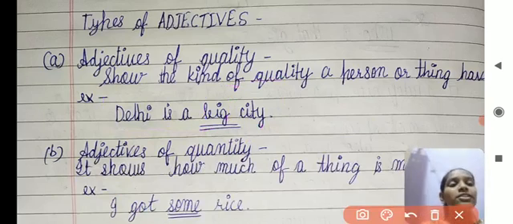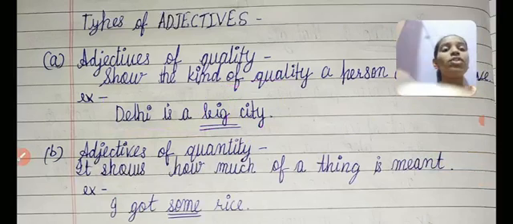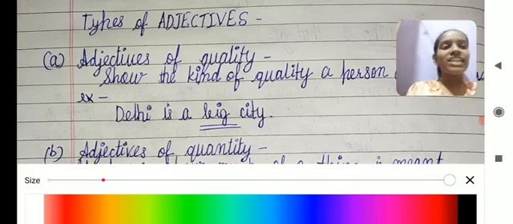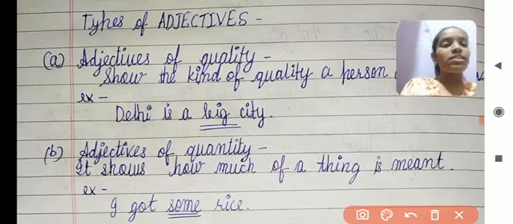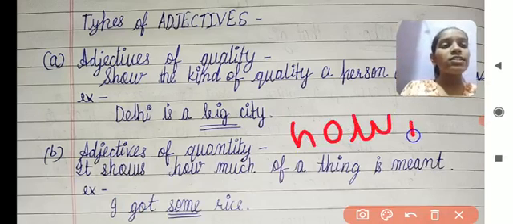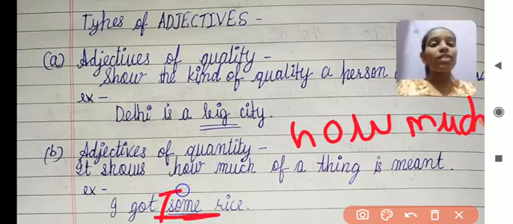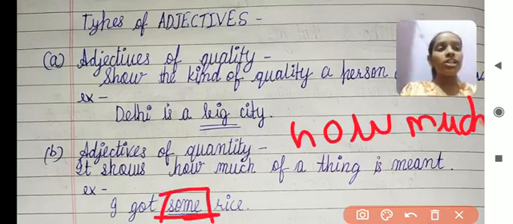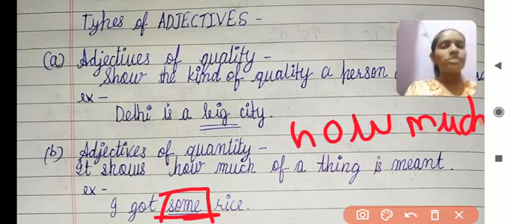Now let's have a look at adjective of quantity. What are adjectives of quantity? Adjectives of quantity show how much of a thing is meant. As the name suggests, quantity means how much. So we can remember that the adjective of quantity answers the question how much. Like, I got some rice. Here some means I got rice, but how much did I get? I got some rice. So here some shows how much rice is meant, and hence we can say that some is an adjective of quantity.